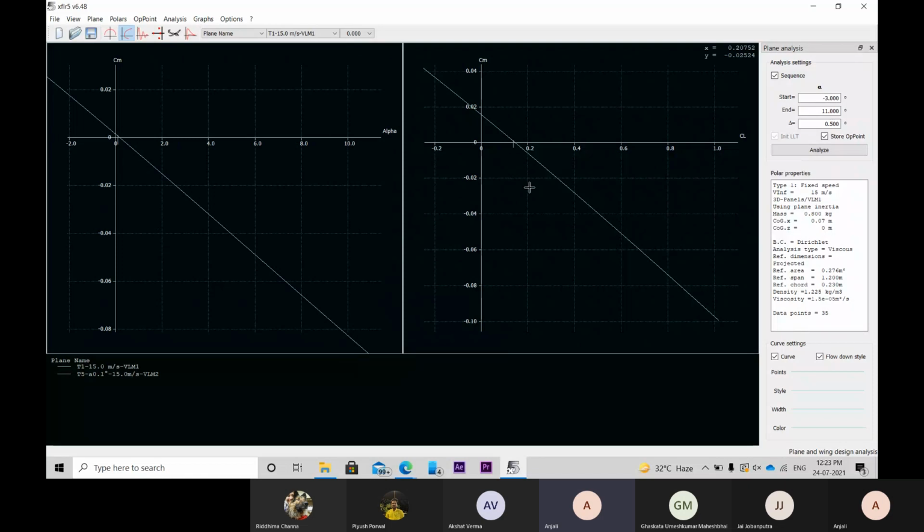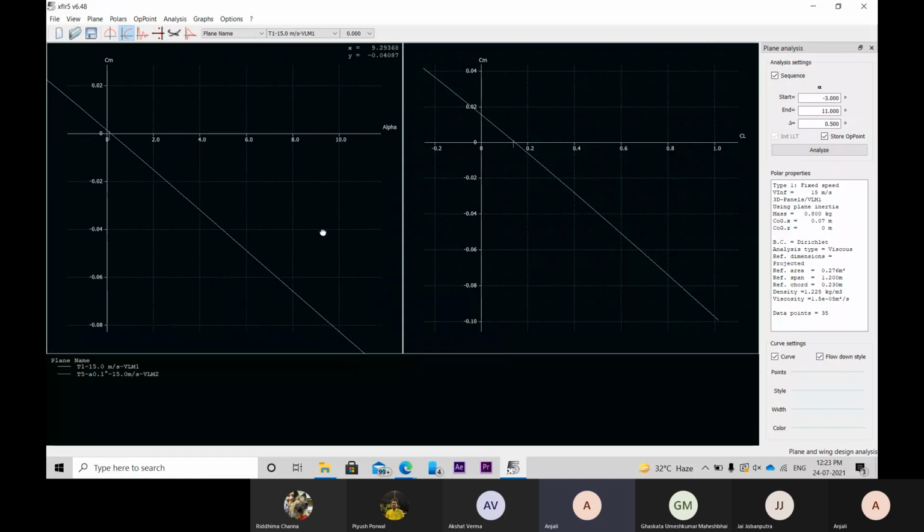Also, you can see the graph for the lift coefficient and the pitching moment. At zero pitching moment, we have a positive lift, meaning our plane is quite stable. So what we'll do is analyze our stability by checking the influence of the center of gravity on these graphs, and then we'll be analyzing the stability part.